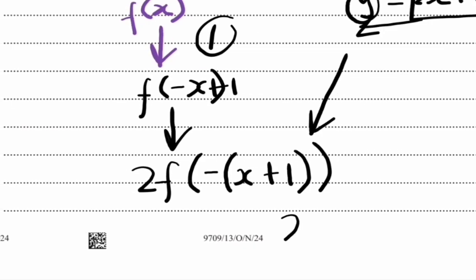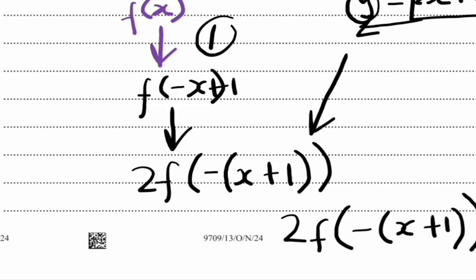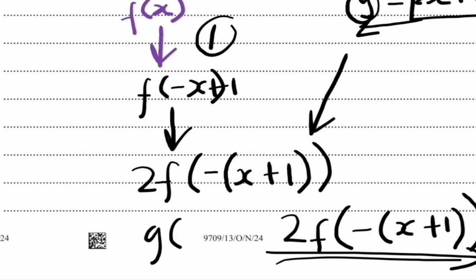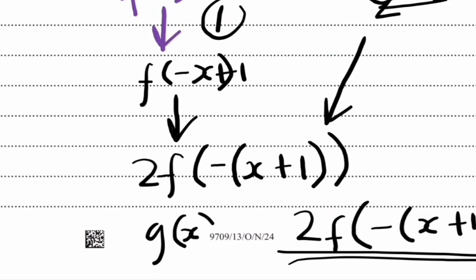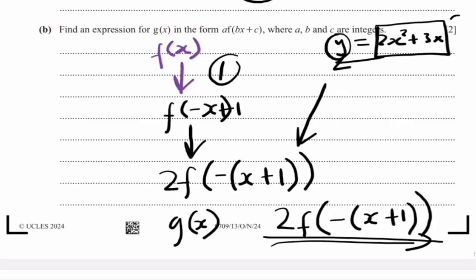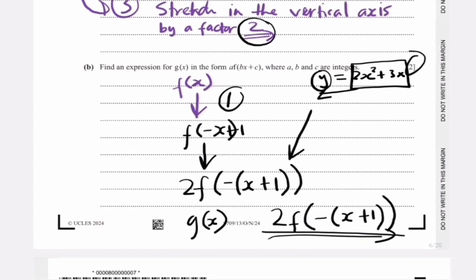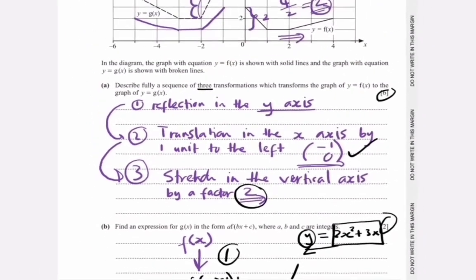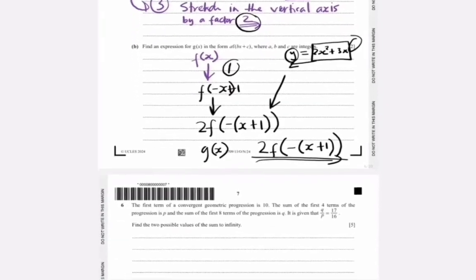So we'll end up with 2f, then our minus x plus 1, like this, and this will be our g of x for 2 marks. And that's number 5, part B.